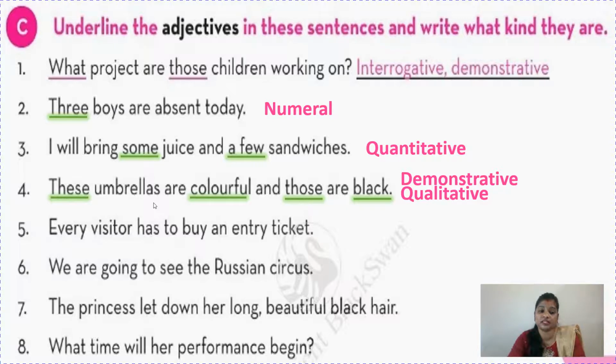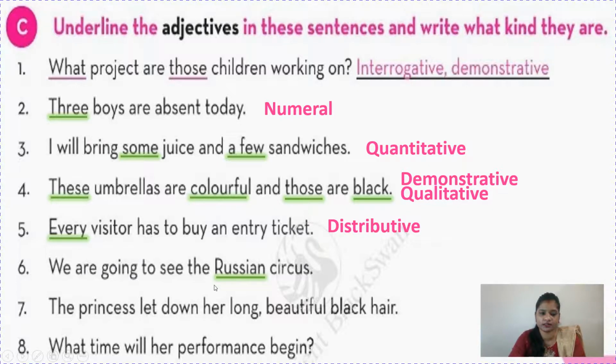Now, every visitor has to buy an entry ticket. So here visitor and ticket, they are nouns. And every and entry, they are describing them. So every, we have learnt in distributive adjectives, we write each, every, either, neither. So write distributive. And entry ticket together is a noun, so leave it.